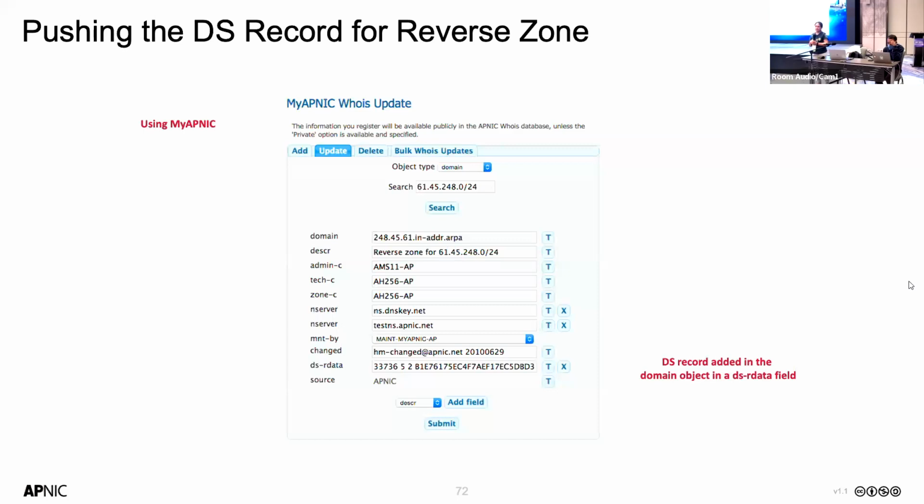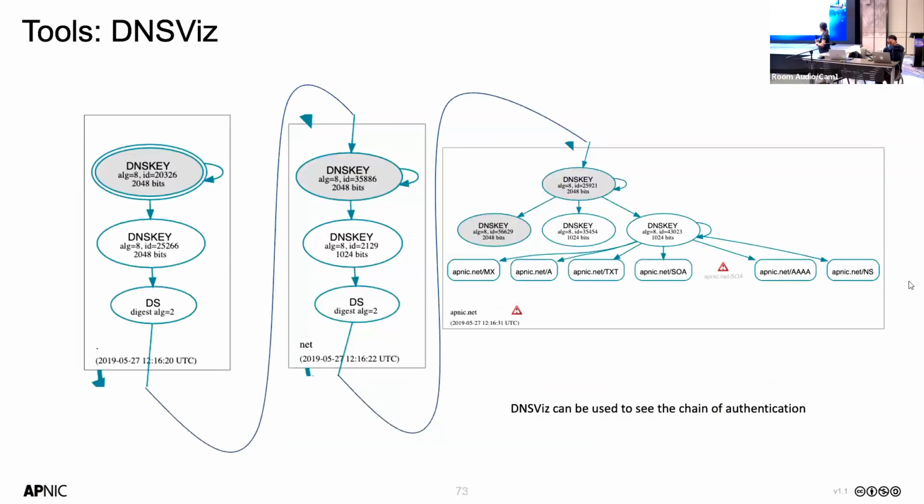Within the whois update in MyAPNIC, or what we now call the resource database, I believe, you can still do that there. Just add a DS-R data field and then copy the line for the DS record into this field. I think that's mostly it. We have a few tools that you can use.